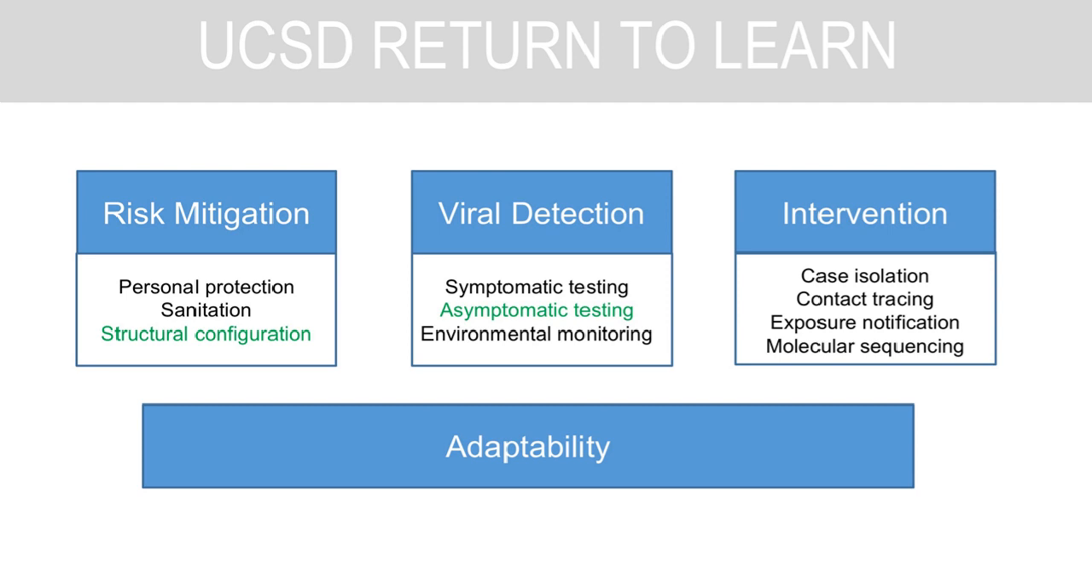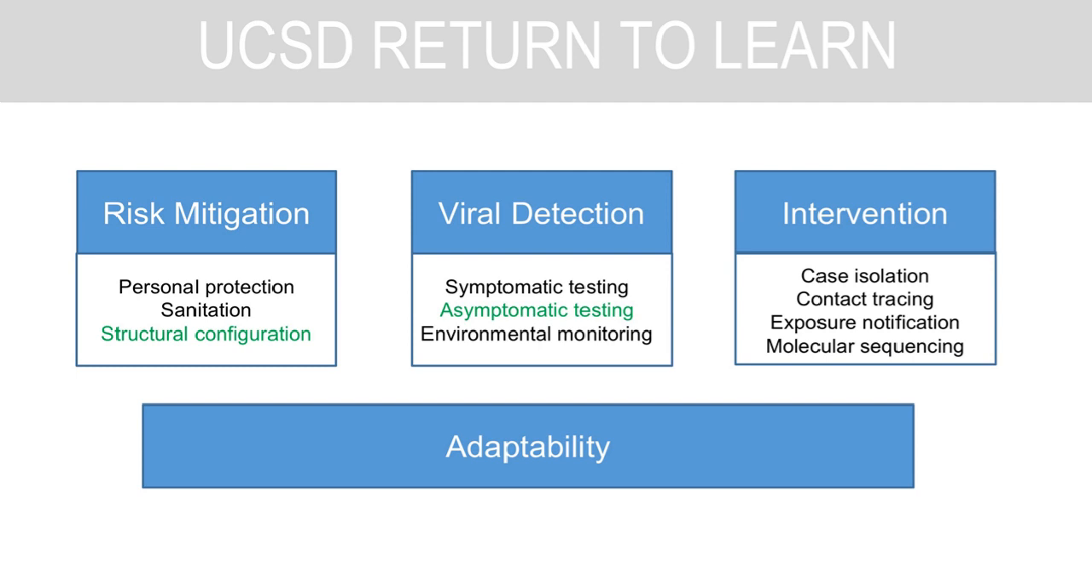Additionally, we want to be able to detect outbreaks early. Through that, we'll be performing symptomatic and asymptomatic testing programs, as well as environmental monitoring, such as wastewater testing, to see if we can detect outbreaks at an earlier stage through those measures in order to best direct our more intensive testing measures to detect outbreaks.